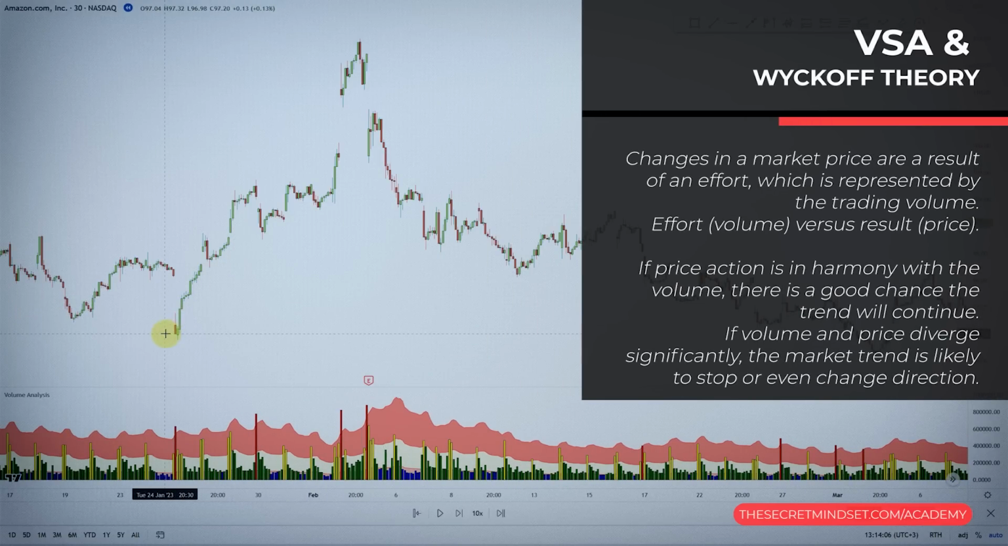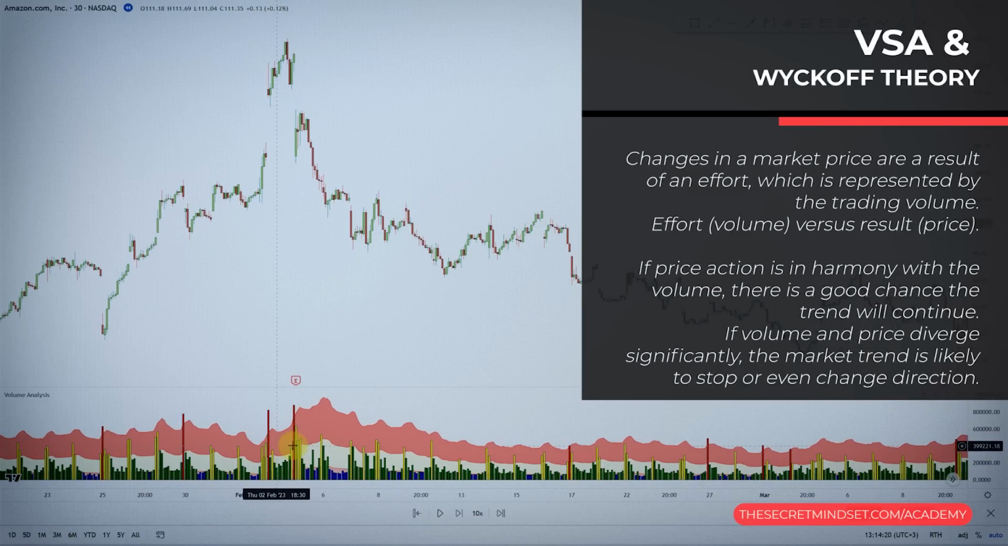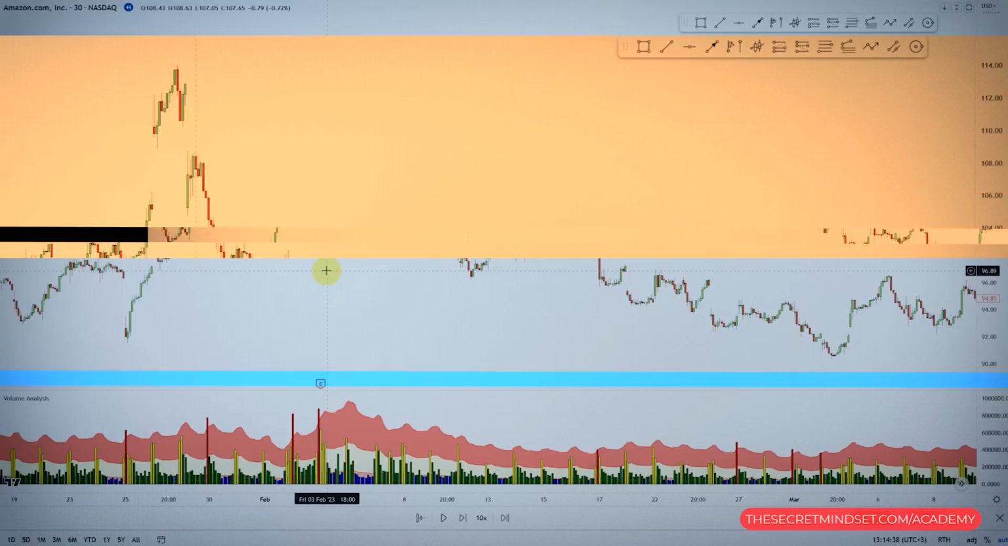VSA goes hand in hand with a well-known analysis method developed by Richard Wyckoff. Wyckoff stated that changes in a market price are the result of an effort, which is represented by the trading volume. So effort, volume, versus the result, price. If the price action is in harmony with the volume, there is a good chance the trend will continue. But if the volume and price diverge significantly, the market trend is likely to stop or even change direction.